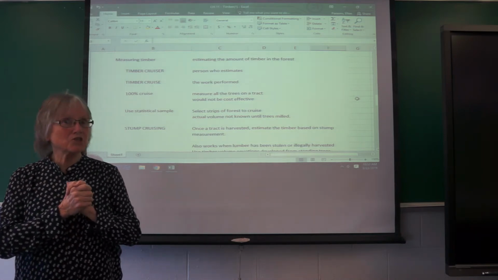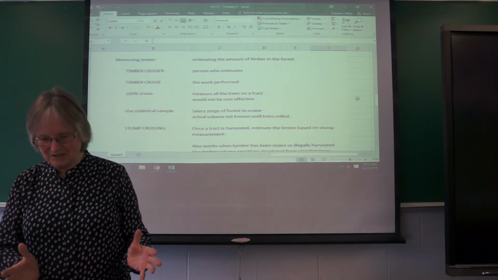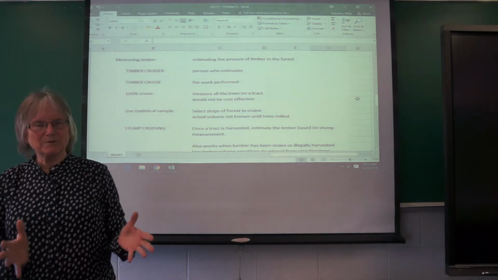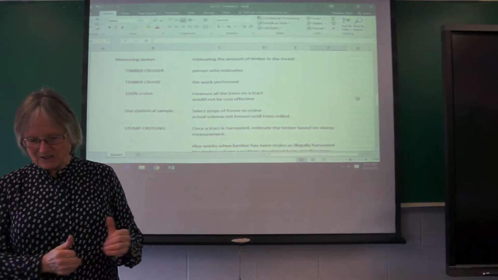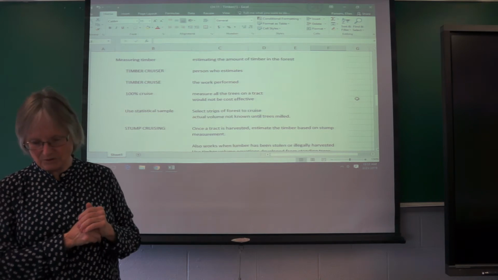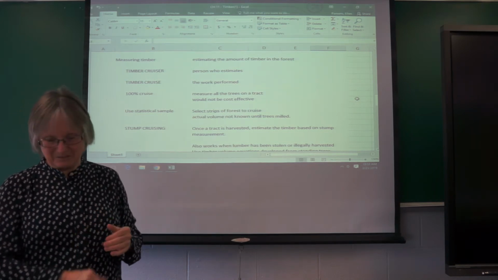They can do what's called stump cruising. This is after the forest has been cut. They can estimate the timber that was there based on the measurement of the stumps. And that also works when lumber has been stolen or illegally harvested. And that, believe it or not, does happen.